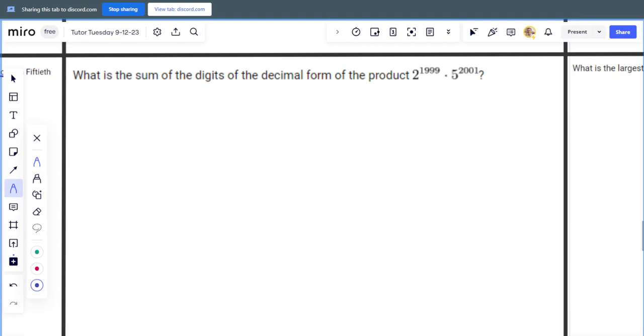Alright, next one looks fun. I like this one a lot. What is the sum of the digits of the decimal form of the product 2 to the 1999 times 5 to the 2001? I bet you guys could get this in the chat. What are we going to do here first? 2 to the 1999 times 5 to the 2001 power.